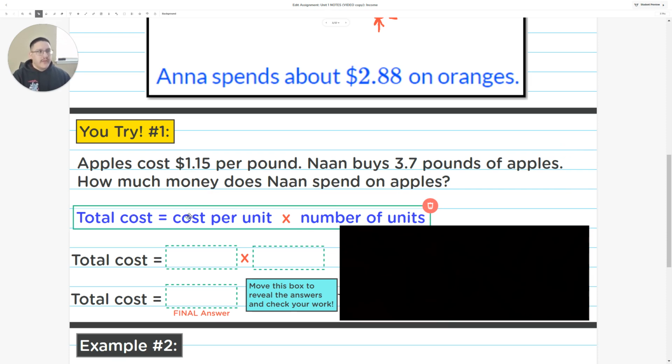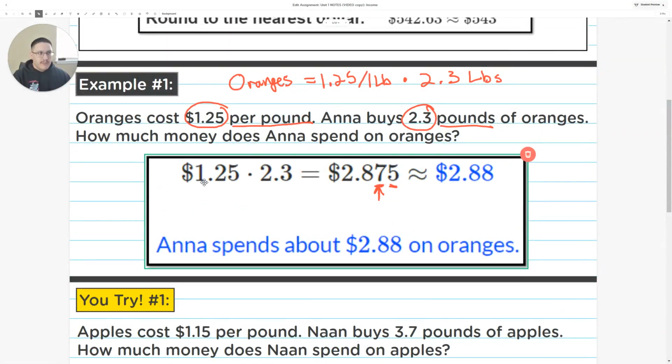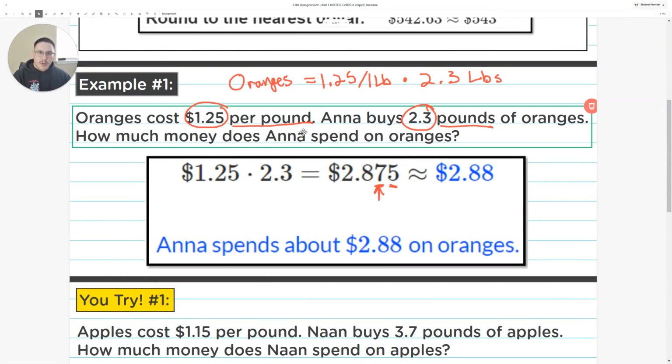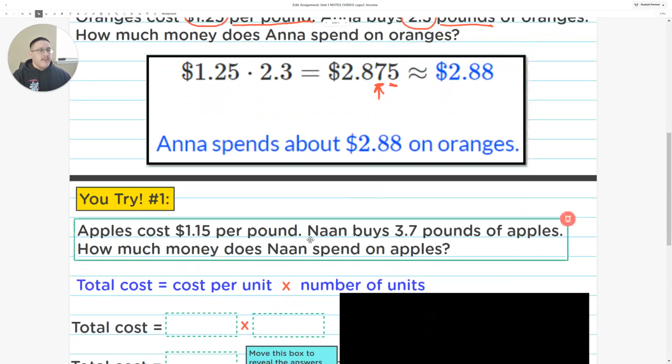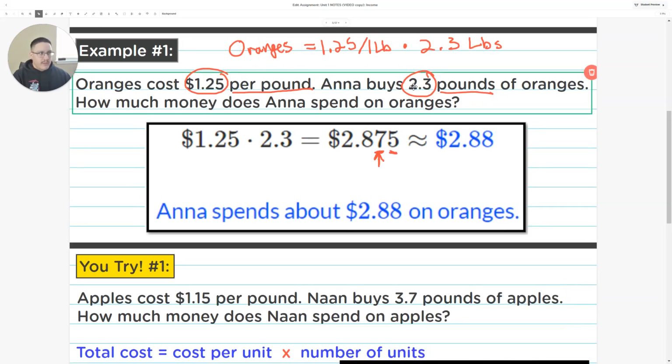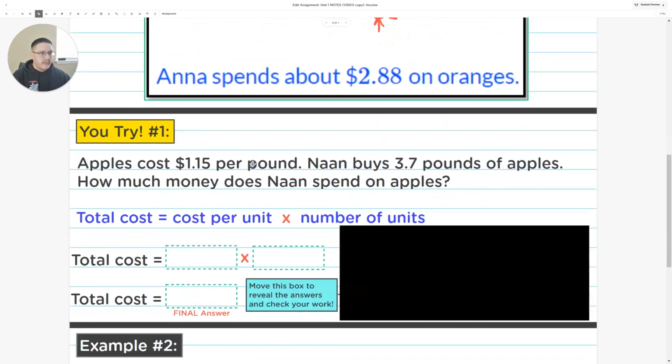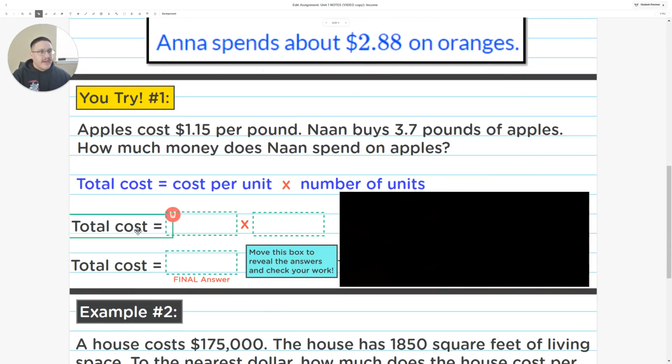So the total cost is the cost per unit times the number of units. In our previous problem, the cost per unit was $1.25 per pound. The amount of units that we had in the previous problem was 2.3 pounds. So in class kick, figure out what needs to go in for the formula, what you need to multiply, get your answer, and then round your answer appropriately. So if you would like, go ahead and pause the video, try this problem on your own. Otherwise, I'm going to continue on and show y'all how to do this.